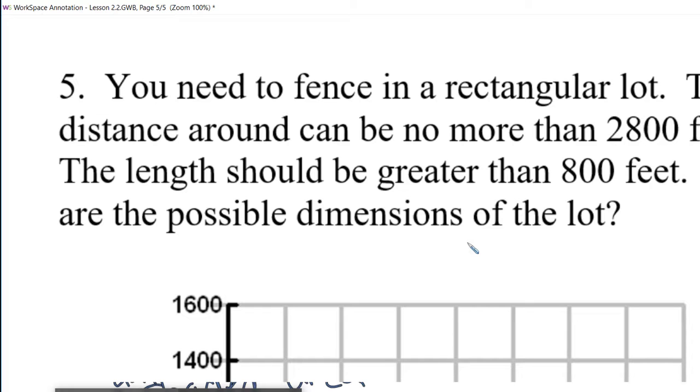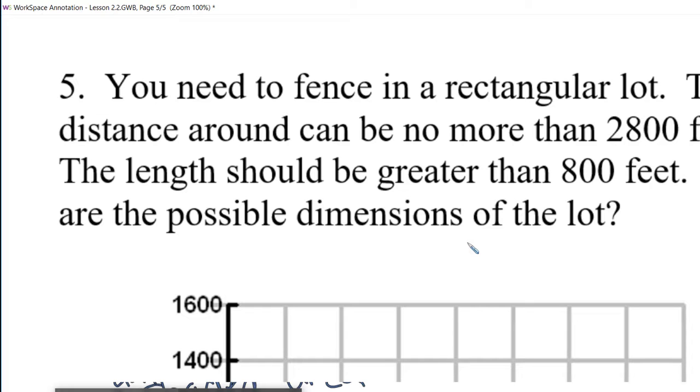Okay, problem number 5. This is our word problem. Just because it's a word problem doesn't mean it's going to be difficult. Now for number 5, it says that you need to fence in a rectangular lot. The distance around can be no more than 2,800 feet. The length should be greater than 800 feet. What are the possible dimensions of the lot?